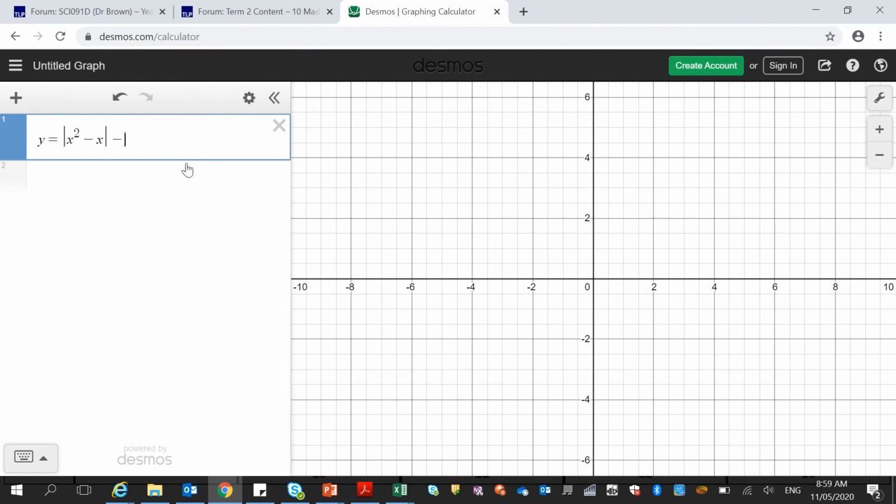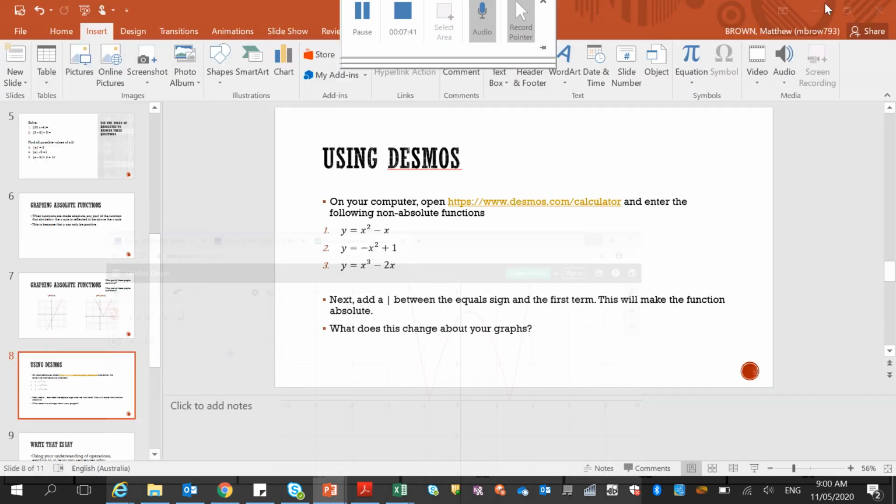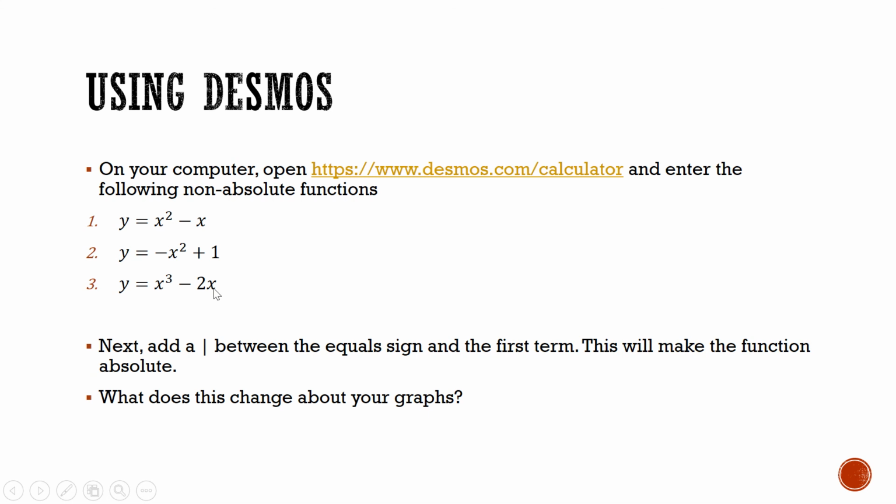And you can even have a bit of a muck around if you want. Something like that. So what I want you to do is I want you to have a look at each of these. Well, now there's two. So y equals negative 2x plus 1 and y equals x cubed minus 2x. And I want you to make them, see what they look like, and then make them absolute, see how they change.